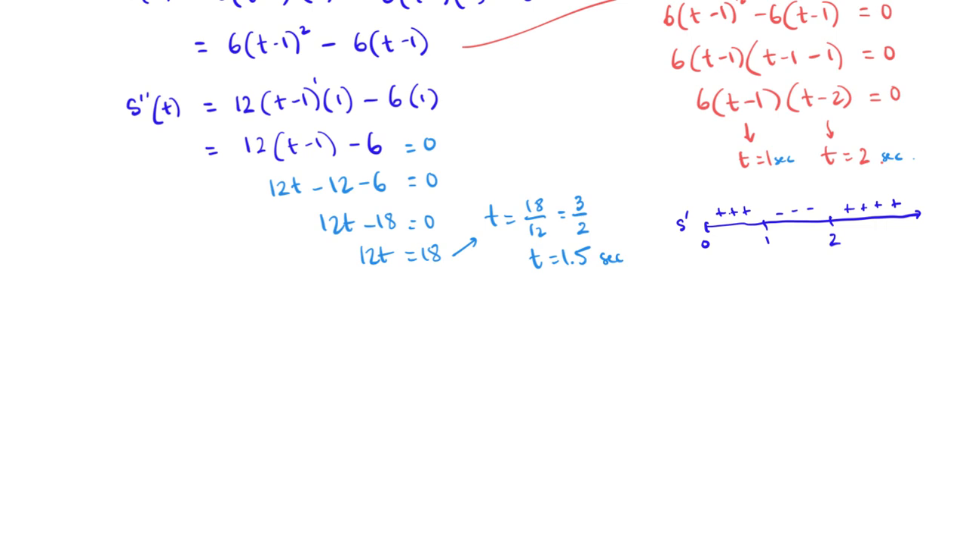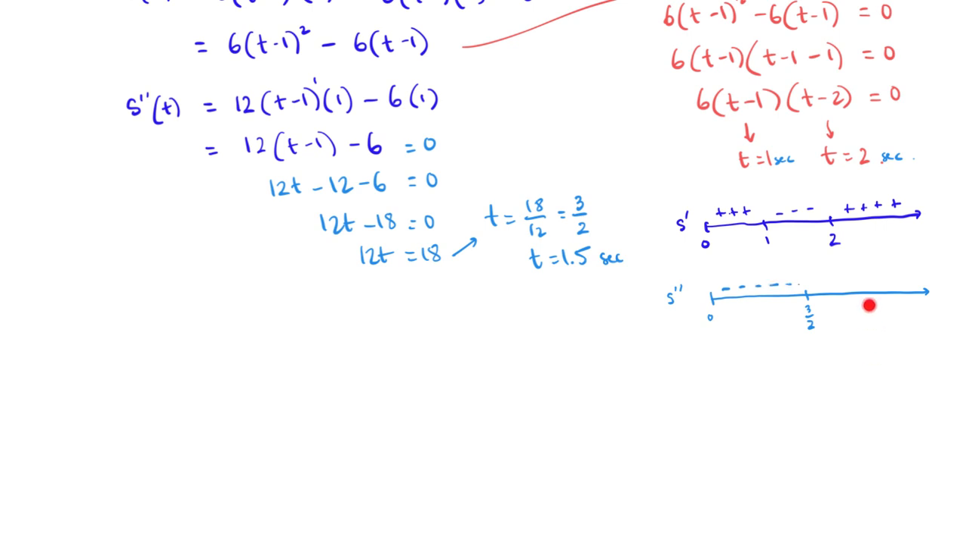We also do the same thing for the second derivative. For s double prime, we will construct another number line right underneath the first derivative, but this time the number that we use is 1.5, or 3 over 2. If we pick any number from 0 to 3 over 2, such as t equals 1, and plug it into the second derivative, 12 times 1 minus 18 is negative.